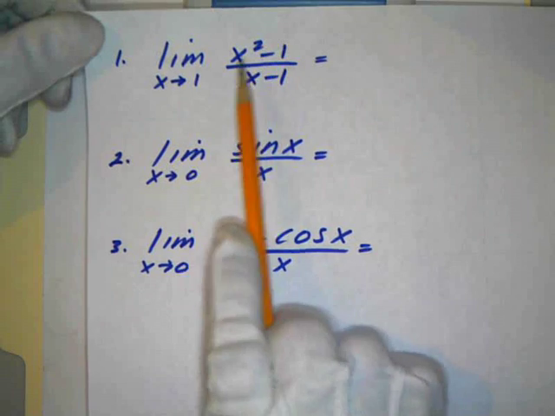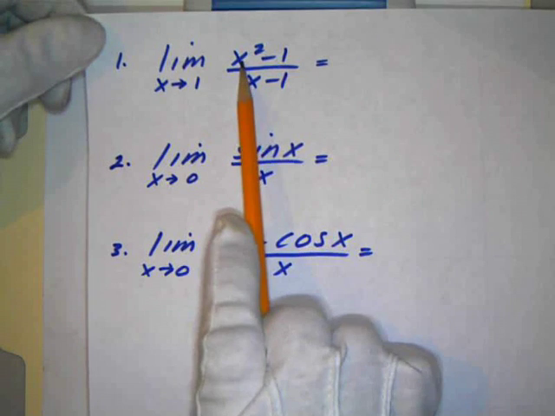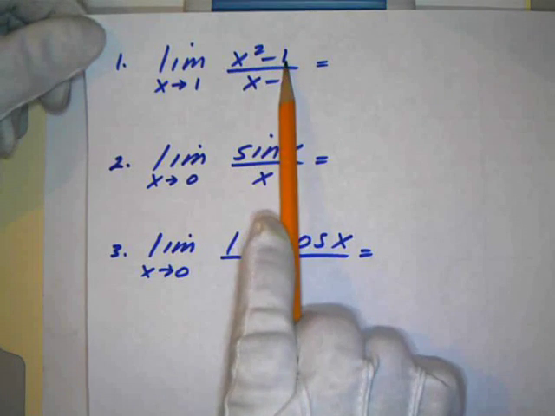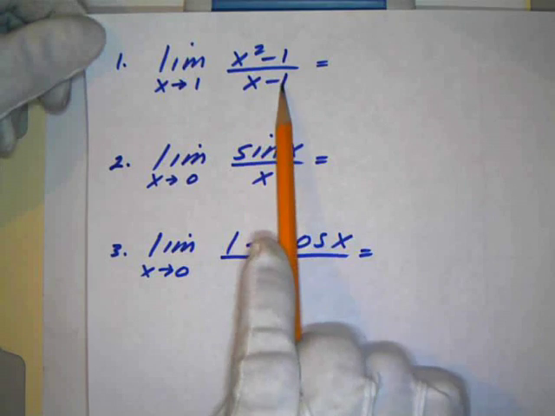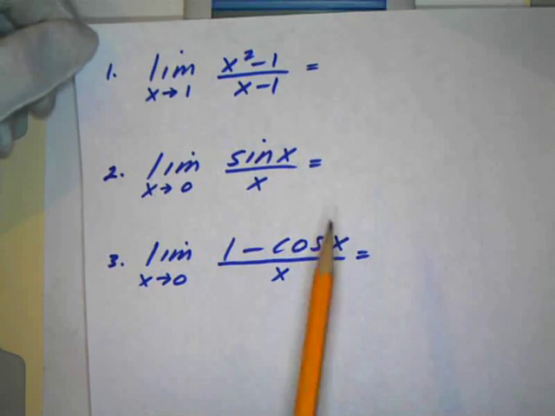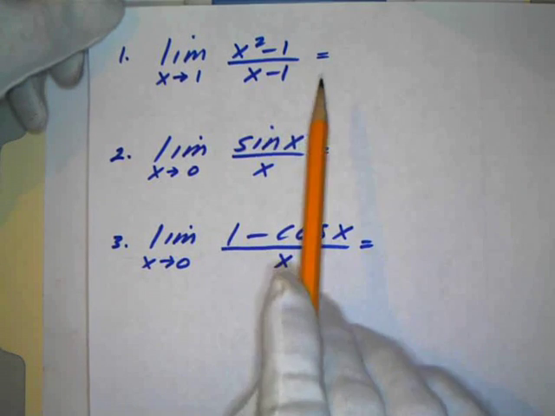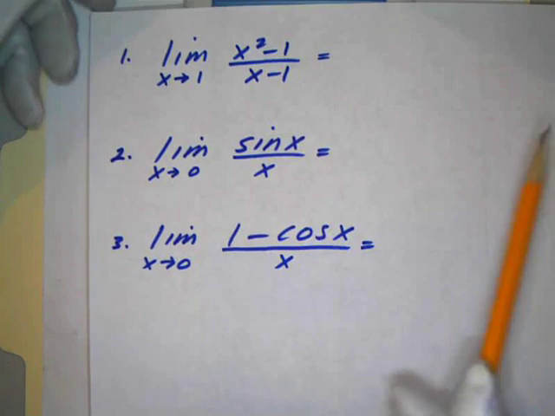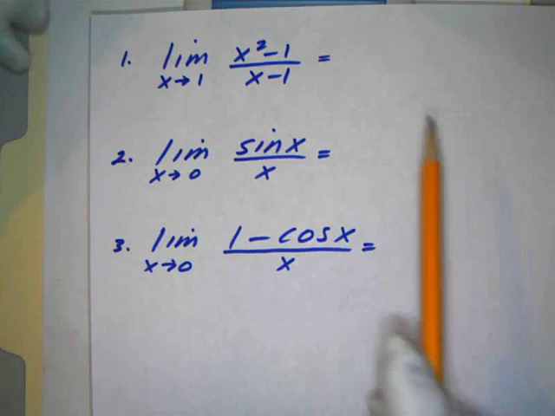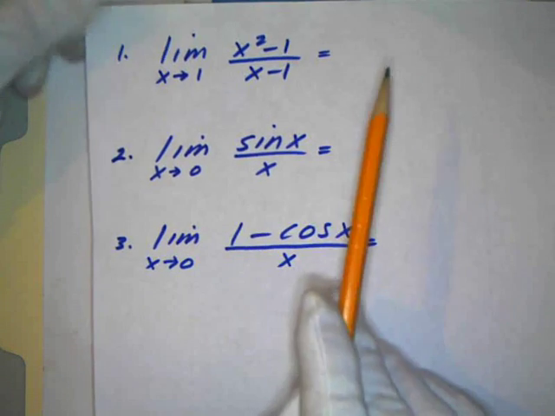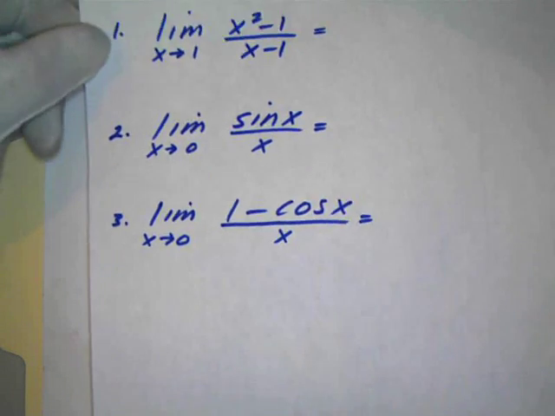If we try to evaluate this, if we just substitute 1 in, we get 1 squared, which is 1, minus 1, which is 0, over 1 minus 1, which is 0. So we have 0 over 0. That's an indeterminate form, so we're not going to be able to deal with that just by substitution. So we could try to graph it and see what it looks like, and then use tables to give us a numerical idea of what's happening.